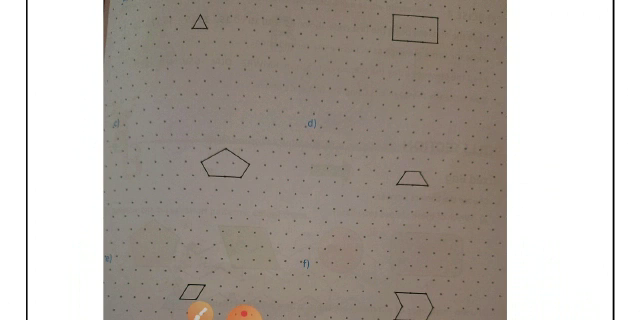Figure C is a pentagon, but it does not tessellate. If we place the same shape back to back, it does leave some space in between. So figure C does not tessellate, and likewise figure D does not tessellate, because this is a trapezium, and when we place it back to back, it will leave some space in between.